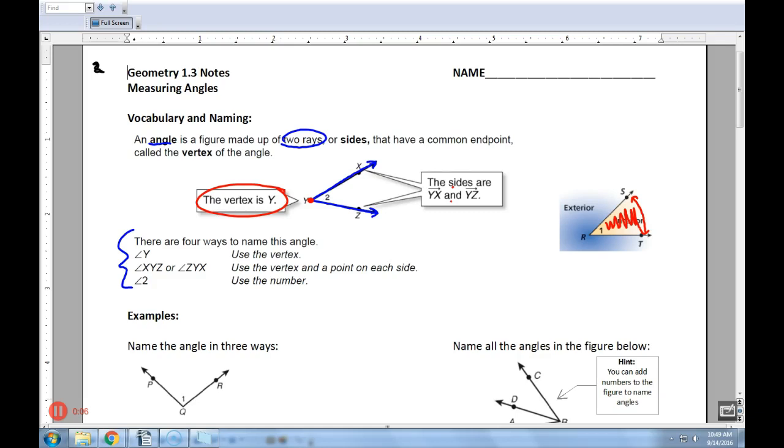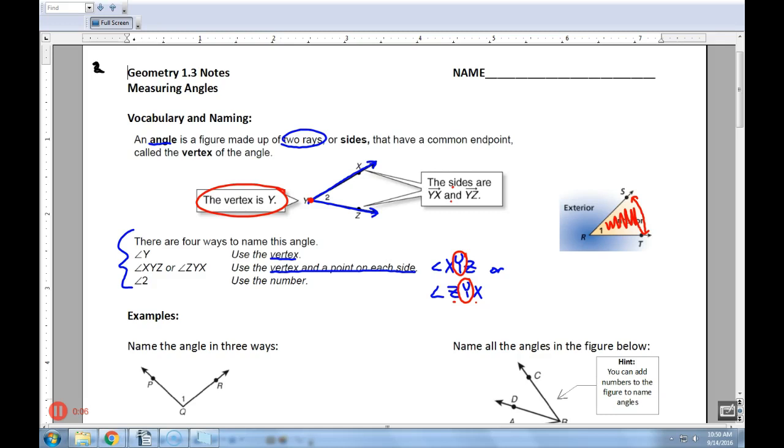So, number one, you can just use the vertex. You just use the letter that's actually right here. That's the endpoint for the two rays. The second way is you can use three letters, and you use the vertex and a point on each side. Now the order is important. If you look at the figure up above, I could use angle XYZ, or I could also write it as angle ZYX. And the key feature there being is that the vertex or the hinge spot has to be in the center. The other two, the order doesn't really matter, but the vertex or that hinge has to be the center letter.